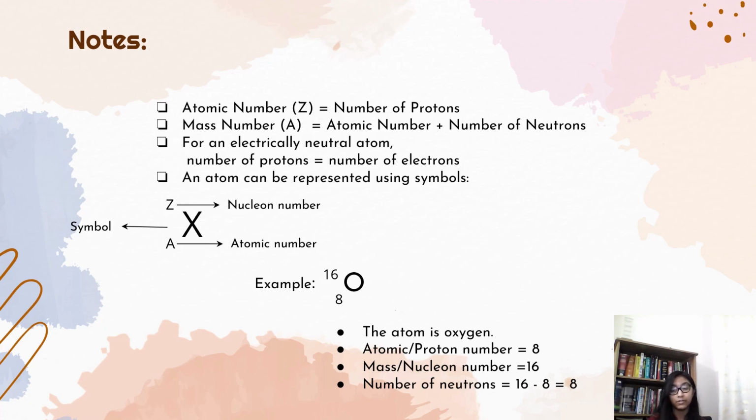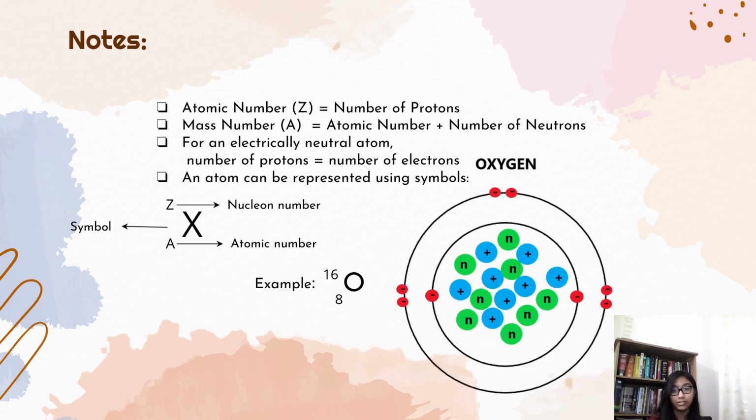And so if we wanted to draw the atomic structure of oxygen, it would look something like this, with 8 neutrons and protons in its nucleus and a total of 8 electrons in its electronic shells.